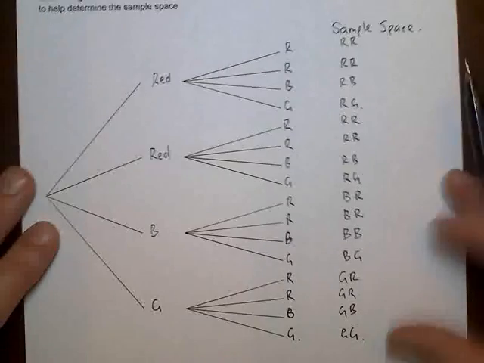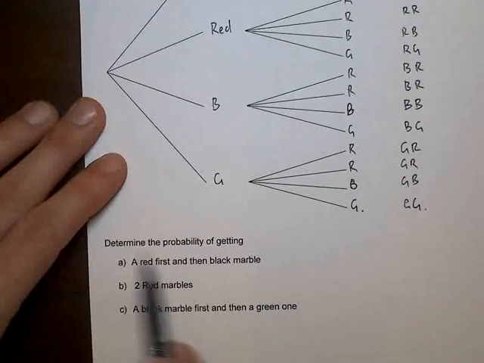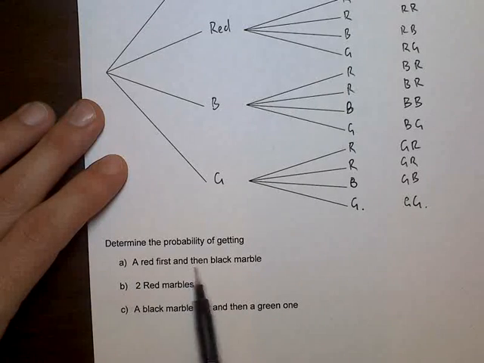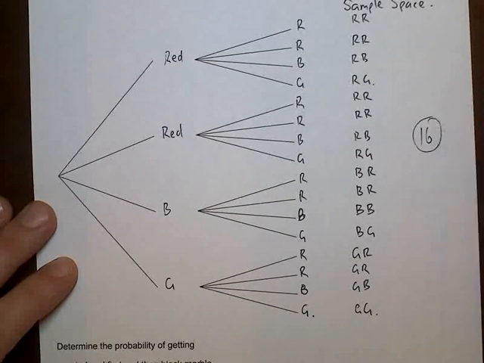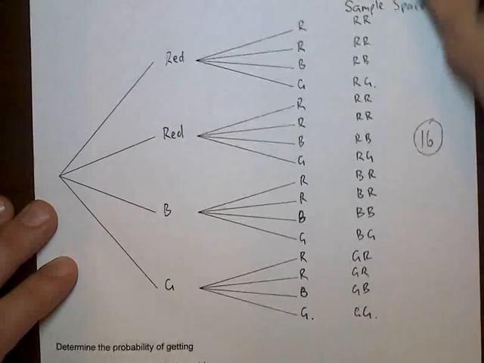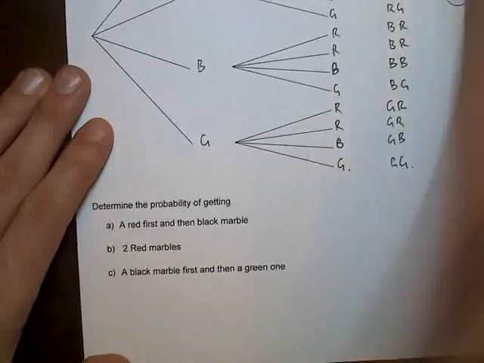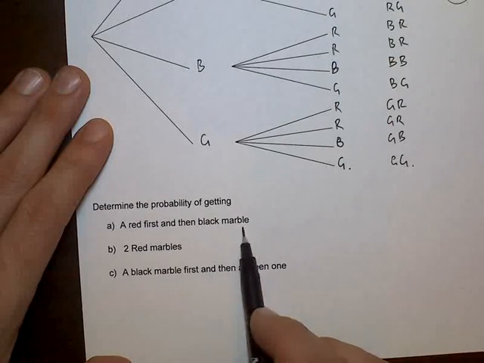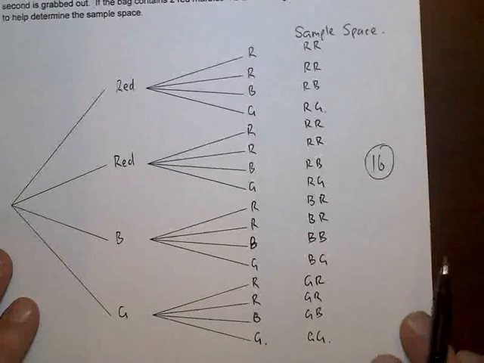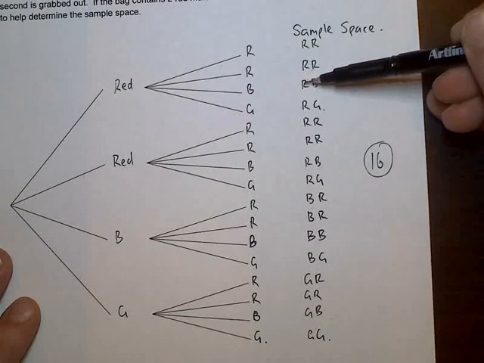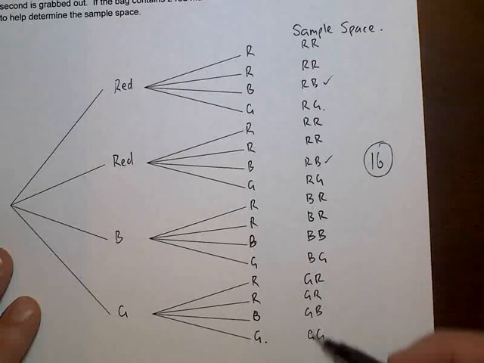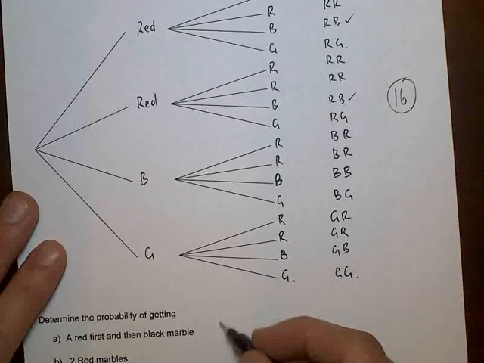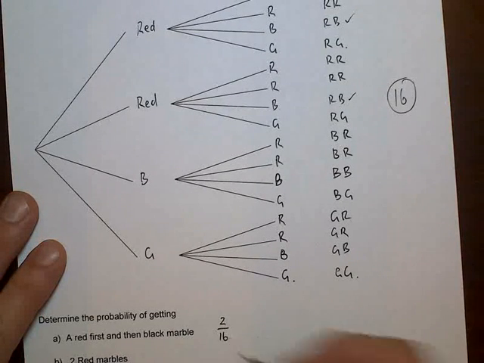And now what we do is we can use this sample space here to help us answer the questions that we have below. So let's look at our questions. Determine the probability of getting a red first and then a black marble. So first of all, we've got to identify how much do we have in our sample space. So we can count all these up if we want, and we'll note that we have 16 altogether. So everything's going to be out of 16 at this stage. So we get a red first, and then it must be a black one second. So let's look at all our sample space and find out which ones have a red first and then black. So this one here, red first and then a black. So there are 2. And then there's no more. So we have 2 possibilities out of a total of 16.